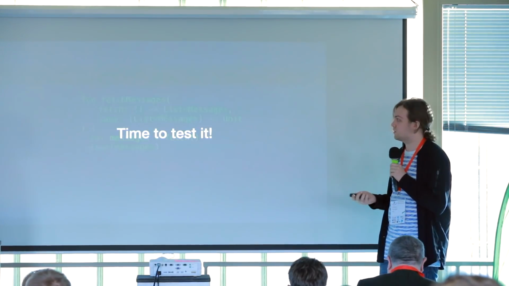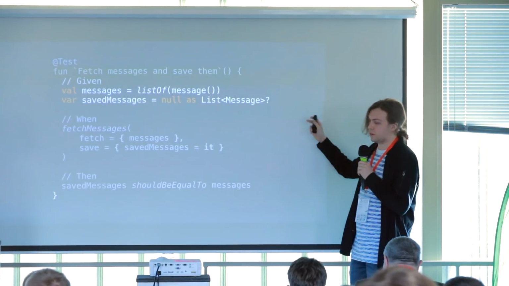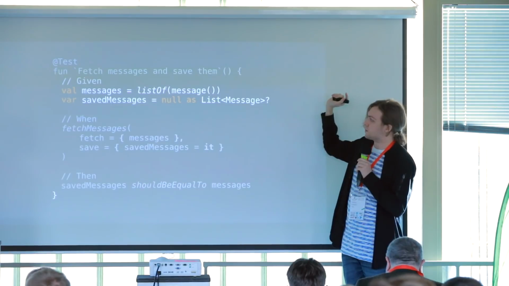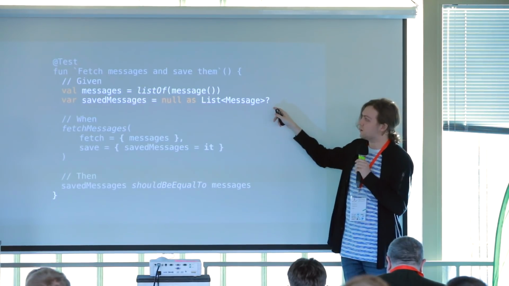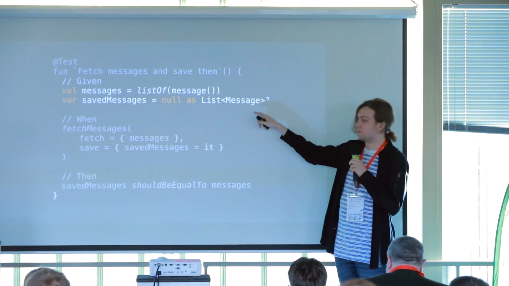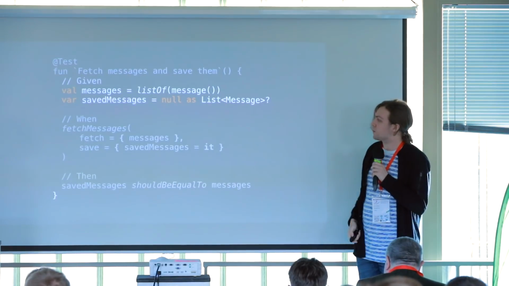Now, how do we test this? Again, create a class, fetch messages and save them. One interesting thing which I added is that we have a variable now, saved messages, which is initially null, which is a list of messages.